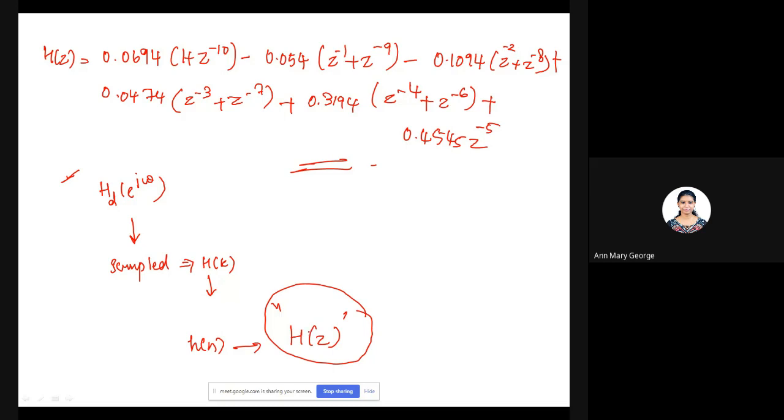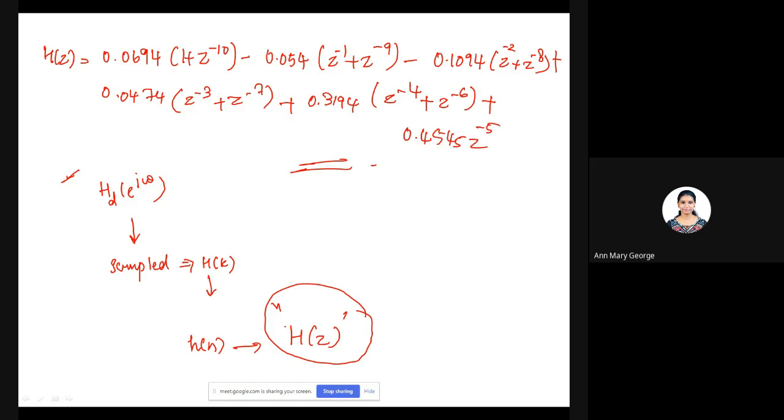Okay, now we will start with a new topic, that is design of IIR filter. Okay, we will start with a new topic, IIR filter. Okay, the digital filters are divided into FIR and IIR. Okay, this IIR filter is one type of digital filters. Okay, digital filter. What is a digital filter?